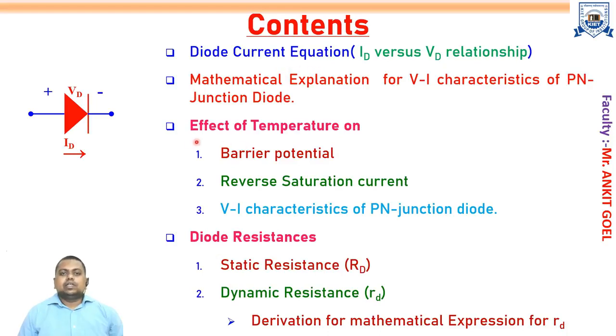equation. Then we will see the effect of the temperature on the three parameters, that is barrier potential, second is reverse saturation current, and the VI characteristics of the PN junction diode. Also we will cover the diode resistances which are of two types, static resistance and the dynamic resistance. We will also derive the relationship for the dynamic resistance RD.